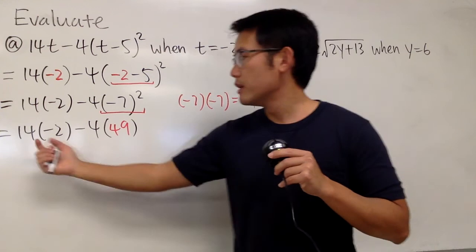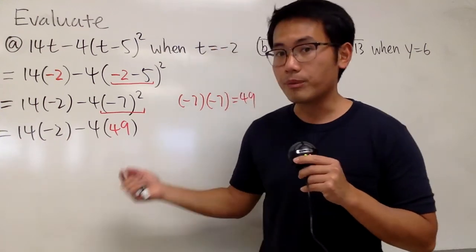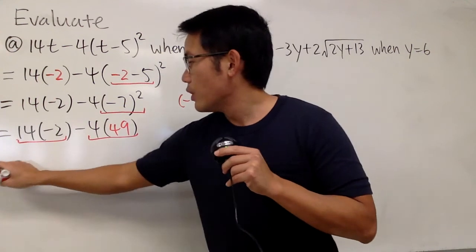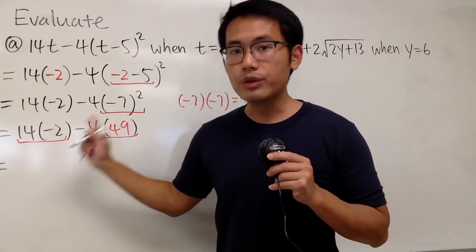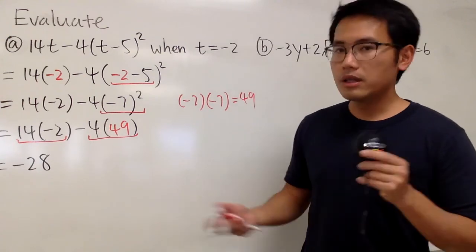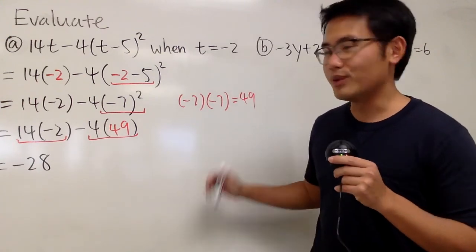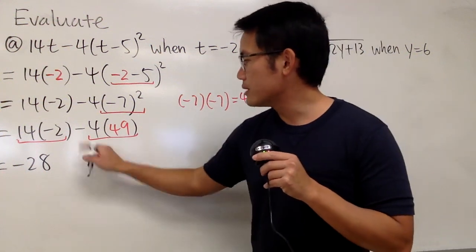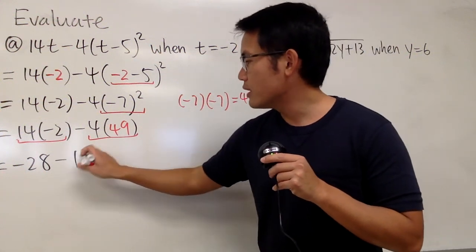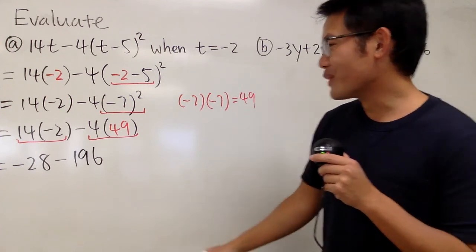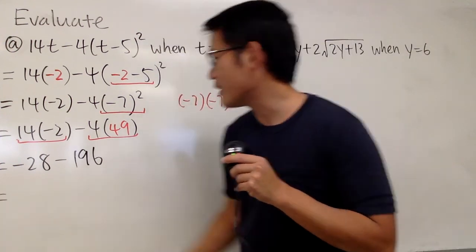So I have the 49, right? And now, this times that and this times that, so we can multiply now. Well, 14 times -2 gives us -28. And then if we work this out, again, if you would like, you can just use a calculator, maybe do it on the side. But I will tell you that -4 times 49, we will end up with -196, like this.